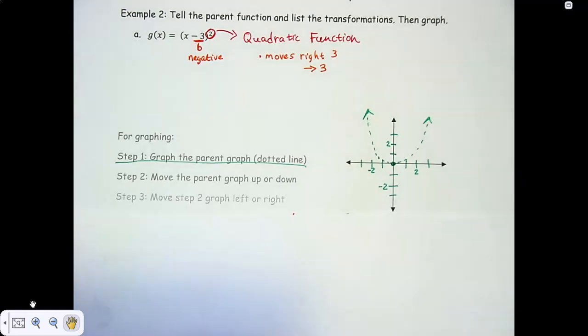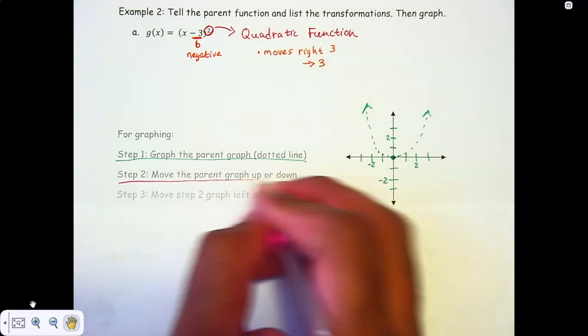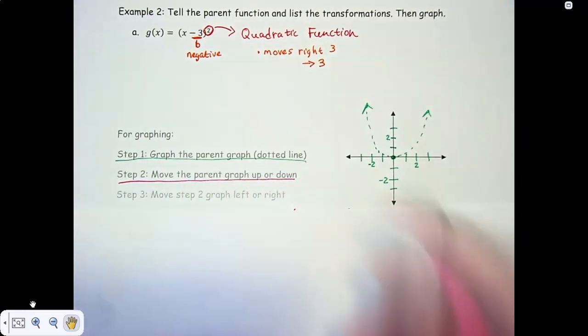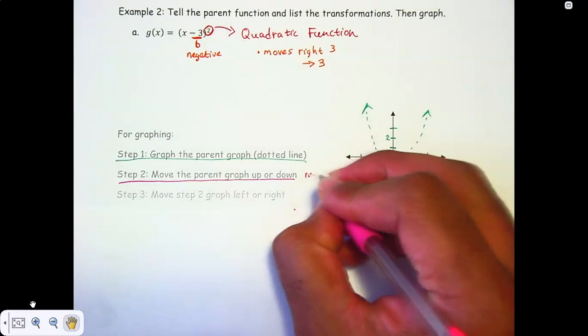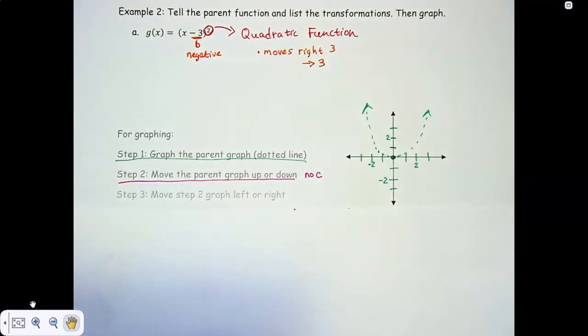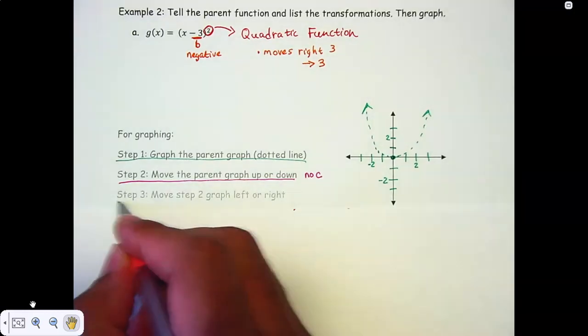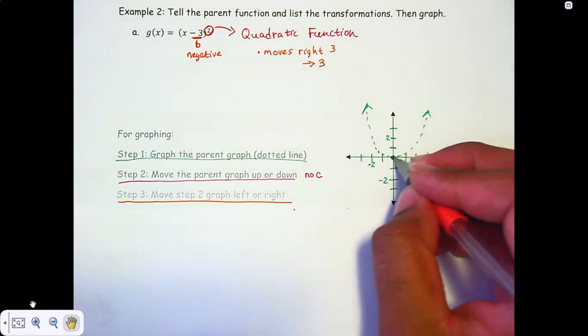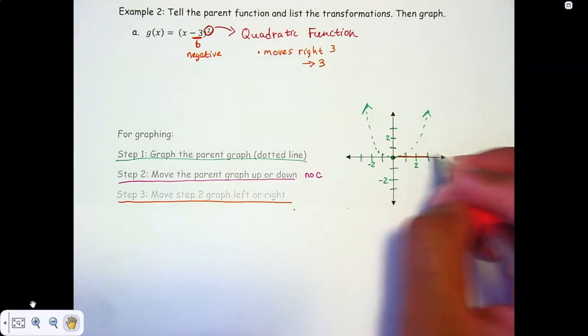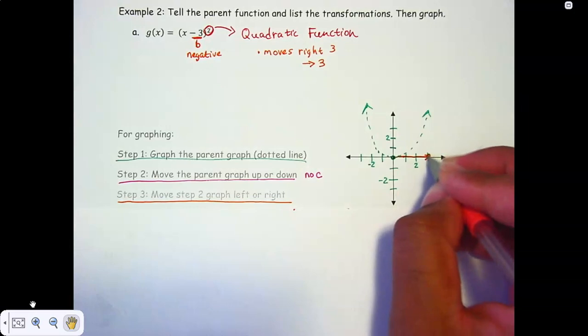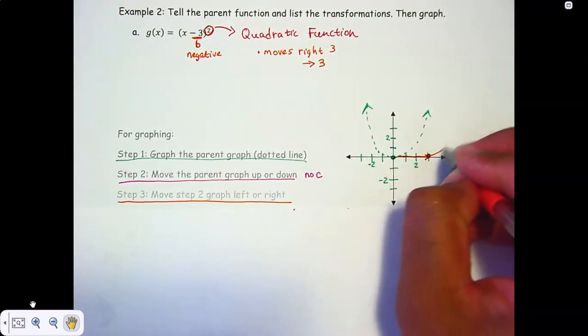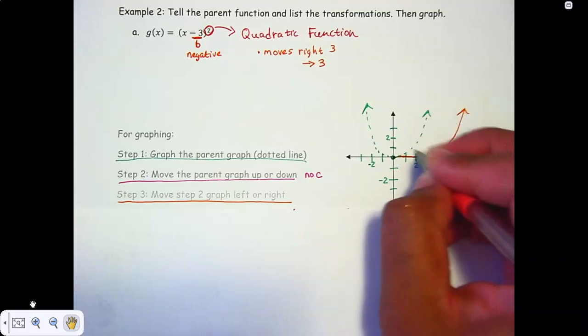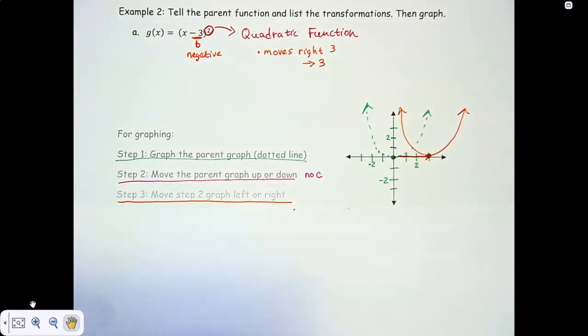All right, step 2 says that we're going to use that parent graph and move it up or down. There's no C here, so we can't do it. So that means we go straight to step 3. If a step's not there, guys, don't do it. Don't have to worry about doing it. All right, so here it says we're going to move it to the right. So go over 1, 2, 3 to the right. Put a dot right there. And let's go ahead and graph your bad boy out. Bam. We're good. We got it. All right, so that's that one.